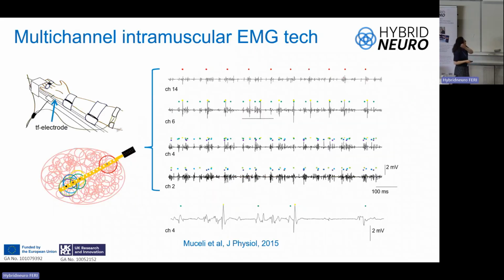This is one of the first examples, signals detected from the abductor digiti minimi, the muscle that we use to perform this movement. You can see that we can detect different units from different channels. As a result, we can increase the number of motor units that we detect.